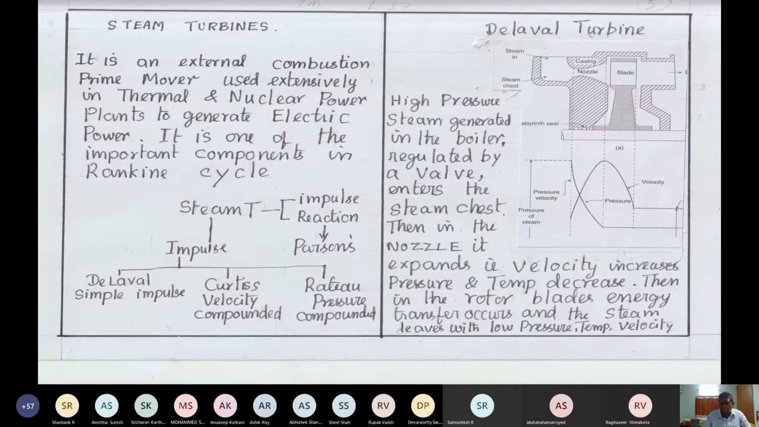Now the working: high pressure steam is generated in the boiler. It is regulated by a valve. Always between the boiler and the steam turbine, there may be one or two valves, and one main valve which will control the flow. The steam after that enters the initial region, something like the port region of IC engines. It's called the steam chest. Then the steam goes through the nozzle, where the entire pressure and enthalpy is converted to velocity. In the graph you can see the pressure decreases and the velocity increases.